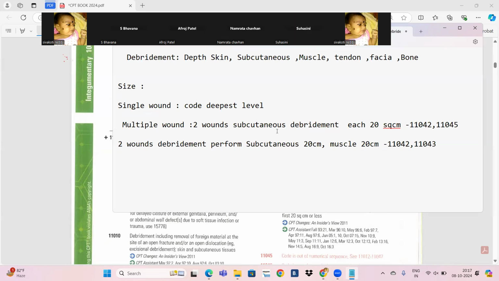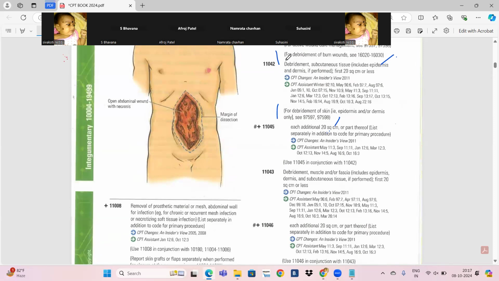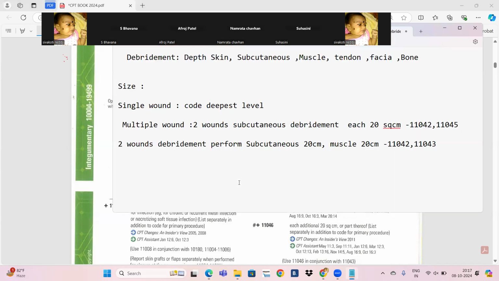But here the depth is the same, right? Subcutaneous level and muscle level. Muscle and fascia, no? Subcutaneous you will get code 11042. Muscle and fascia you will get 11043, right? Different depth, no? Where is the same depth? 20 centimeters is the same, right? Length was not a matter here. Depth first you need to check, right?